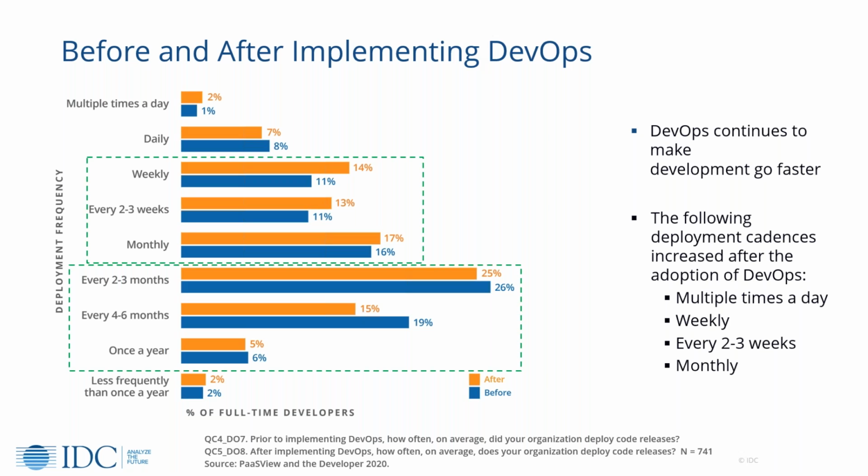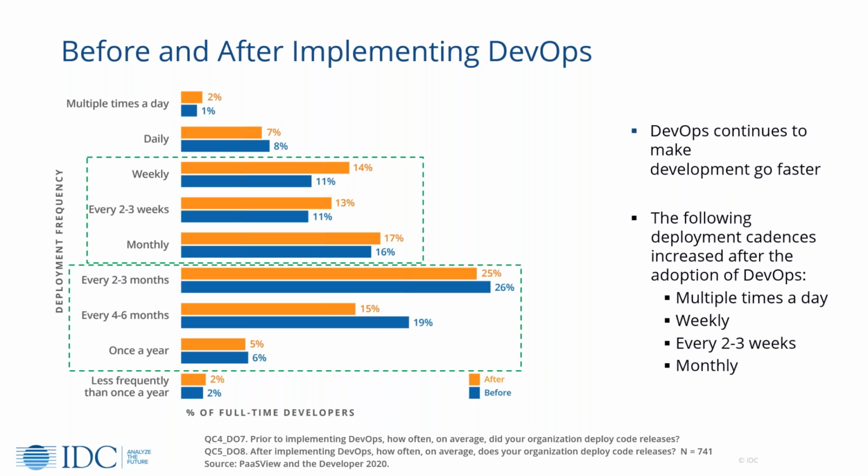This slide shows how DevOps implementation makes everything go faster by quantifying the effect of DevOps implementation on the frequency of deployments to production. In this case, orange refers to post-DevOps implementation, while blue refers to before.